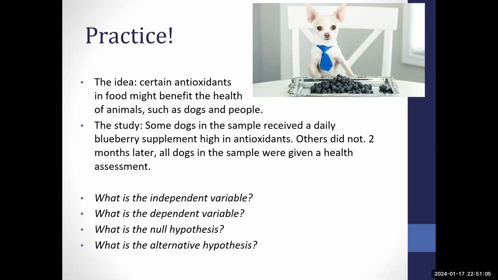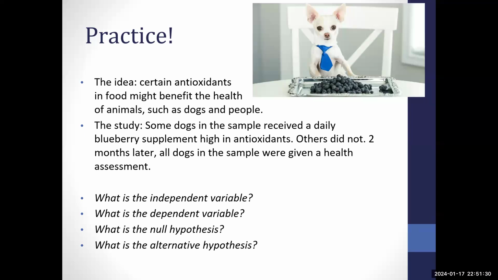So here's an idea. Certain antioxidants in food might benefit the health of animals, such as dogs and people. So some scientists did a study where they had some dogs in a sample that received a daily blueberry supplement high in antioxidants. Others did not. 2 months later, all dogs in the sample were given a health assessment.